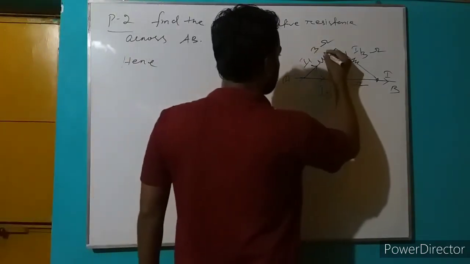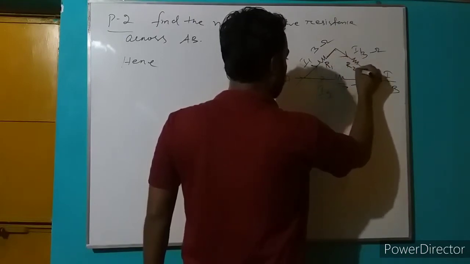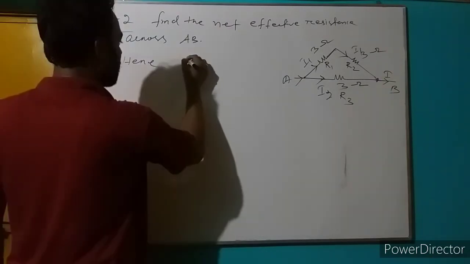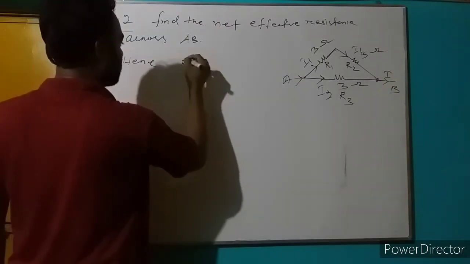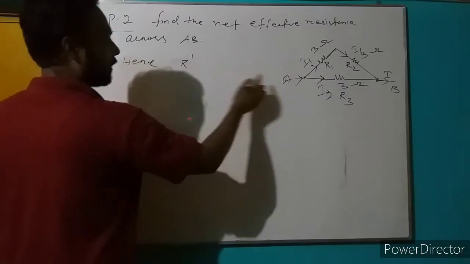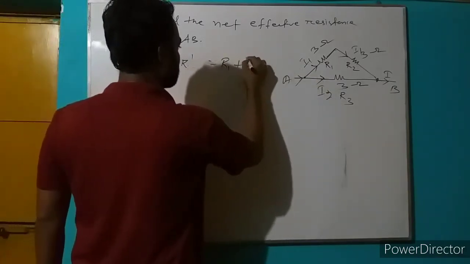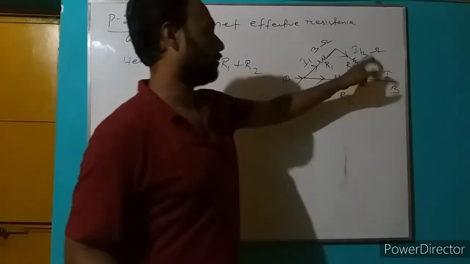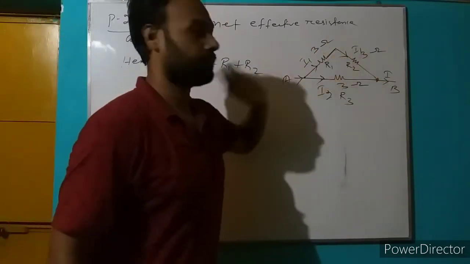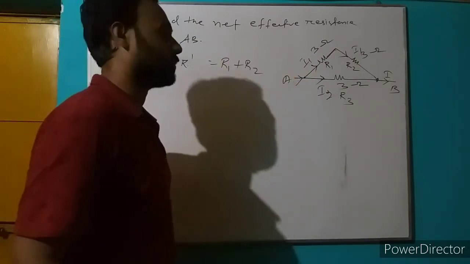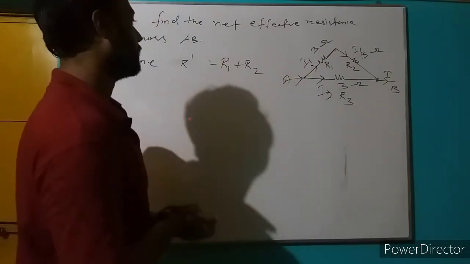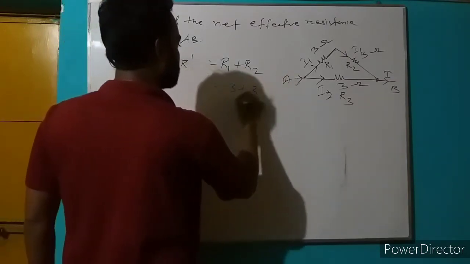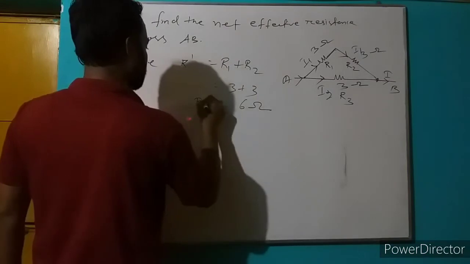Suppose this one gives R1, that gives R2 and that gives R3. Okay, so here R effective, R prime, equals R1 plus R2 because they are connected in series connection. R1 and R2 are connected in series because current remains the same. We know current remains the same in series connection but potential difference becomes different. So R1 plus R2, 3 plus 3 is 6 ohm. So R prime equals 6 ohm.